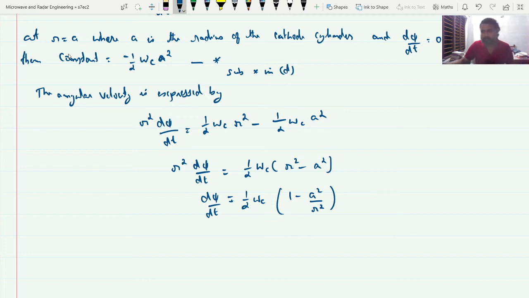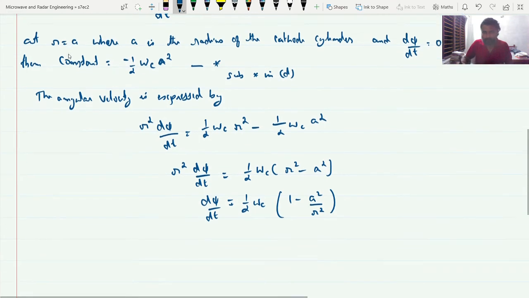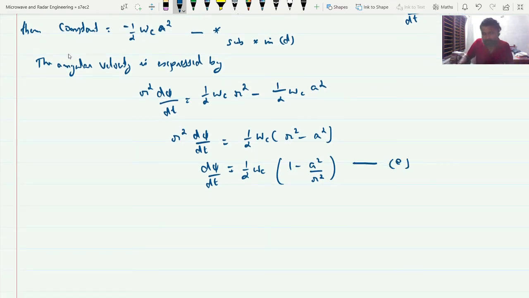Okay, I will put that equation as equation, what is the equation number now? E. I will put it as equation number E.